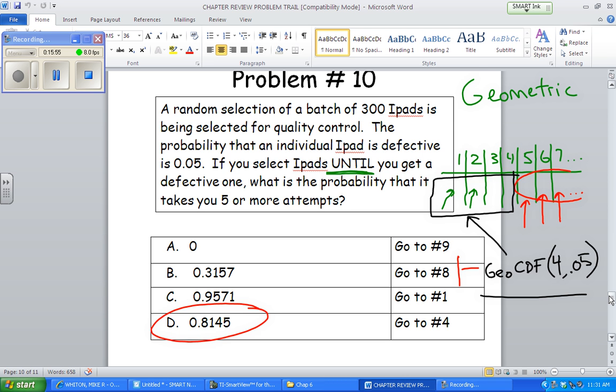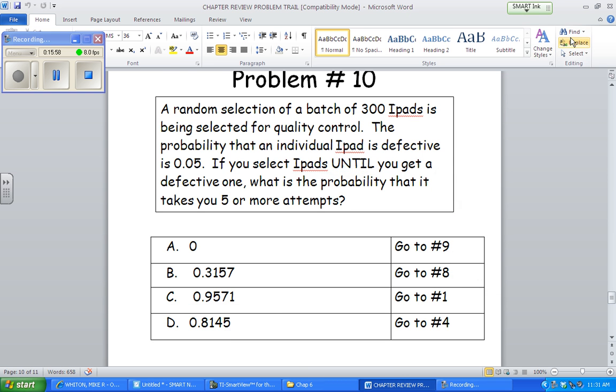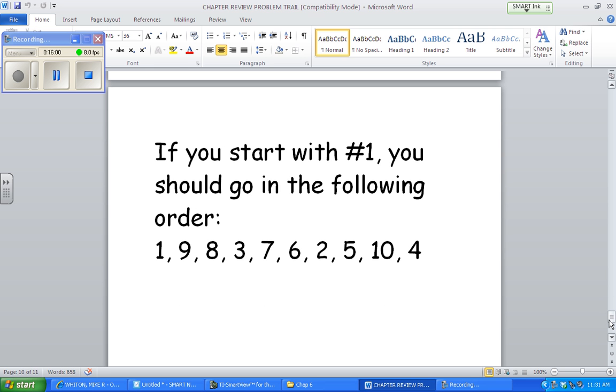Here's a summary of the answers if you wanted to check and make sure you were in the right order and everything. If you started with number 1, you should go through in that order.